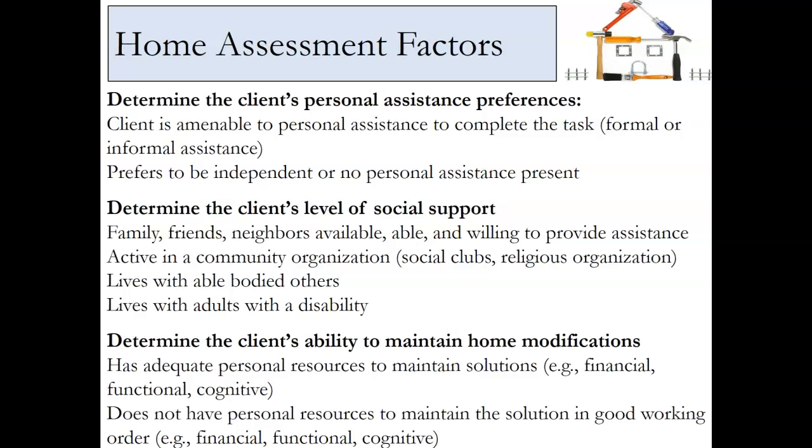Home modifications. One of the more challenging things as you get older is maintaining your home. A lot of the things in maintaining your home are very physical. Think about cleaning the gutters, shoveling the walks, fixing the faucet, taking care of the garbage. A lot of physical things you just take for granted. Do they have the resources to maintain the home?